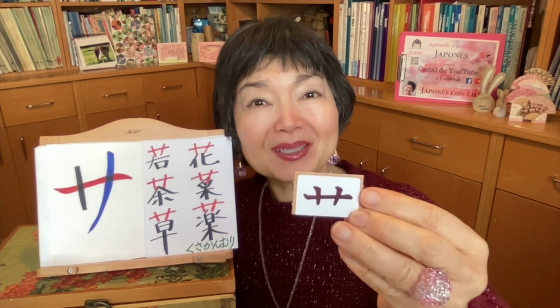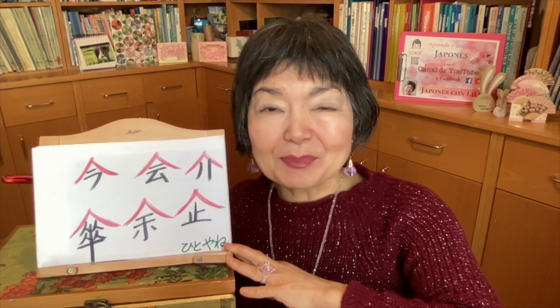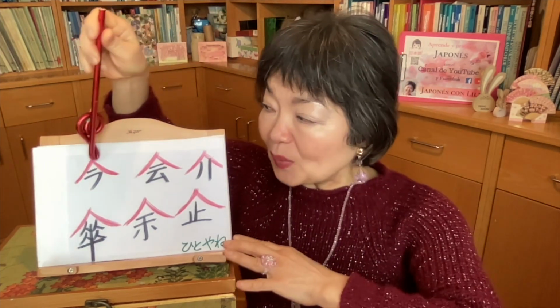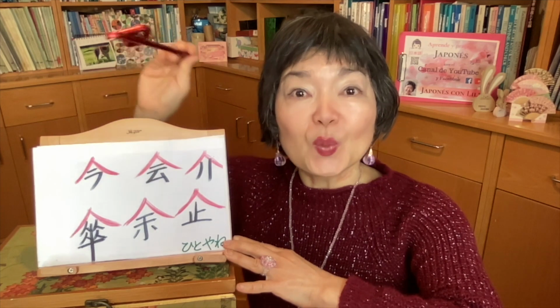Here are some examples using kusa kamuri. Kusa, it is herb. So the kamuri, the crown made by herbs. Another example of kamuri, this one, 1 and 2, we call hitoyane. And hitoyane, it's something to do with persons.